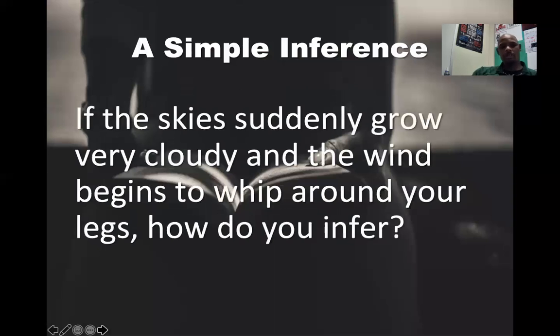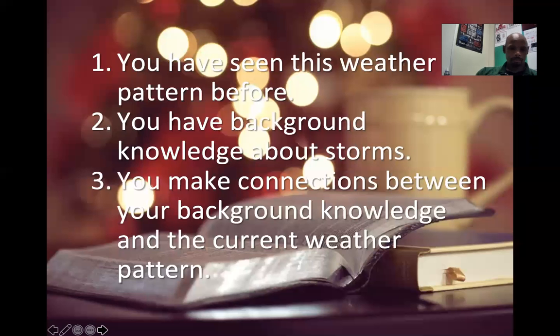Now, this one is fairly simple. If the sky suddenly grows very cloudy and the wind begins to whip around your legs, what would you infer? It's about to be a storm, right? And here's that little process that you go through without actually knowing it, all right? You've seen the weather before. You have background knowledge about storms. Third one, you make connections between your background knowledge and the current weather to infer that it's about to get stormy, okay?